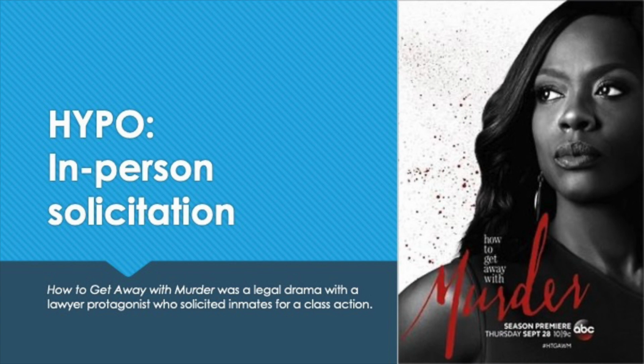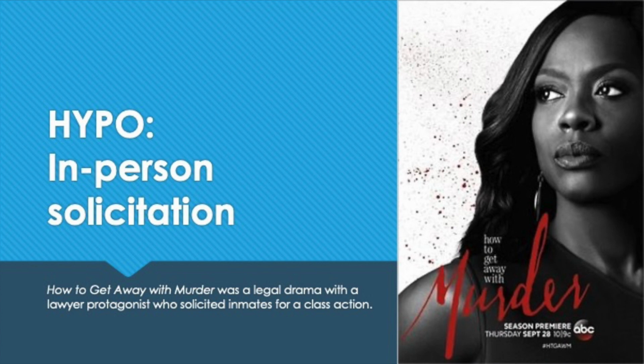Finally, let's end with a hypothetical. It's from a television drama called How to Get Away with Murder. The show had a lawyer protagonist called Annalise Keating. If you watched the show, you know that virtually everything Annalise did was unethical for the entire 6 seasons of the show. She was a proverbial hot mess and a badass.